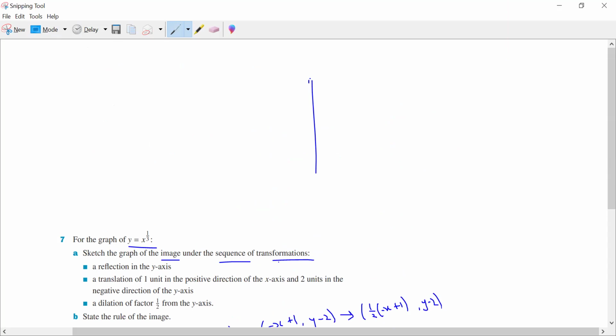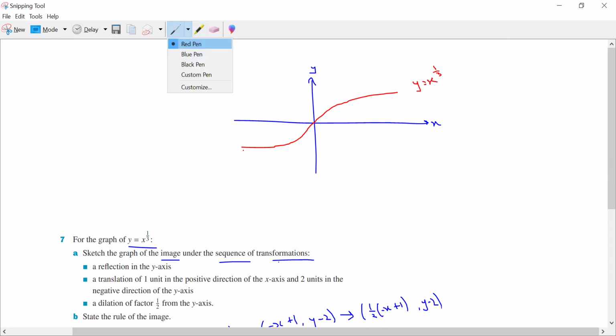So we've got this one here, and then this is X, this is Y. So the original graph looks something like this. So it's like that, for y equals x to the power of 1/3. So it's almost like a cubic graph, but because it's the power of 1/3, it's a lot slower. So if it's a cubic graph, it will look something like this. So that's x to the power of 3. But because it's x to the power of 1/3, the power is a lot smaller. So it looks something like that.